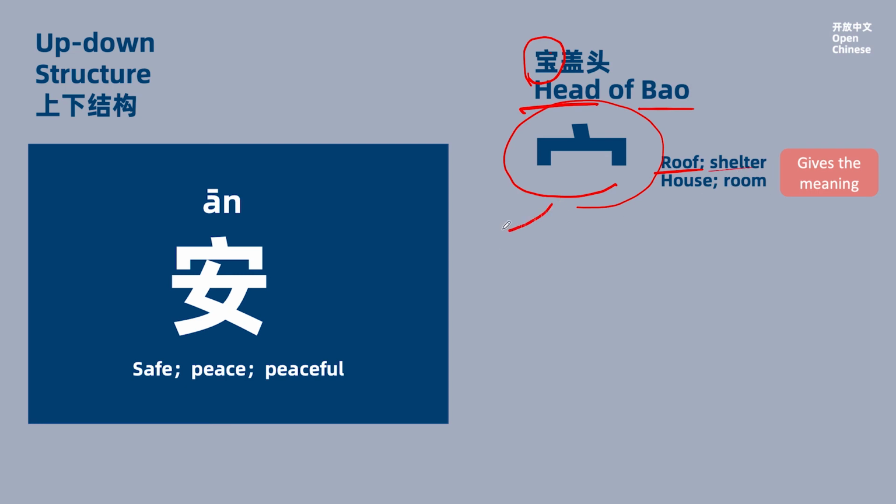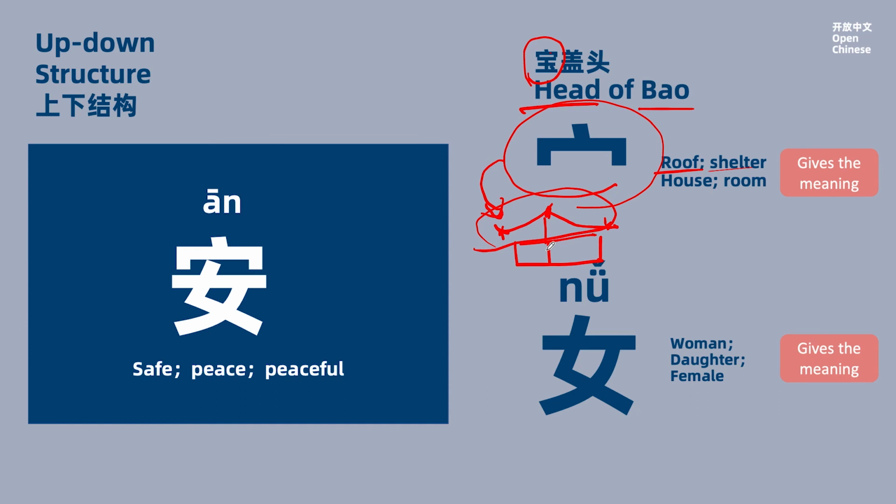So it evolves the meaning of shelter, house, or room. See, in ancient Chinese architecture, the roof of a house usually looks like this, right? And then you have structures, a little house, right? So this part is a pictographic transformation of the roof. So roof usually suggests what? House or shelter, right? And then the lower part is nu. Many of you probably already know it. Nu, meaning woman, daughter, female. We have covered it just now. And when we have a woman under a roof, that means safe, peace, or peaceful.